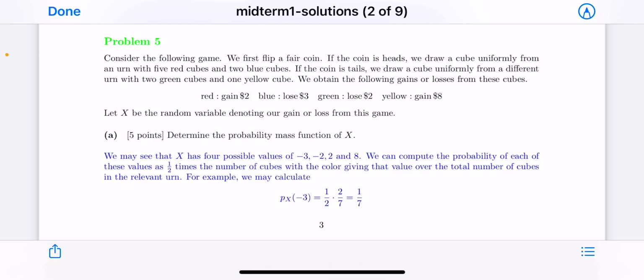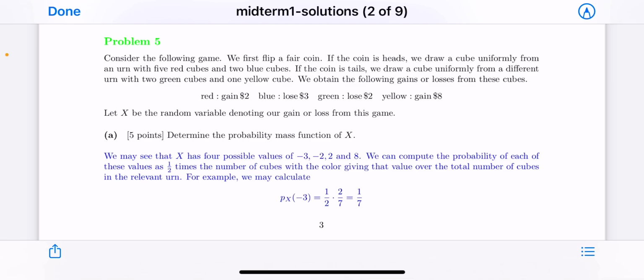And so we can compute the probability of a value by saying, okay, these things are, first of all, conditioned on flipping a fair coin. So I'm going to multiply all the probabilities by a half to take into account flipping the fair coin. And then I'm just going to do the uniform probability formula where I check the number of cubes with the color I'm interested in, dividing by the total number of cubes.